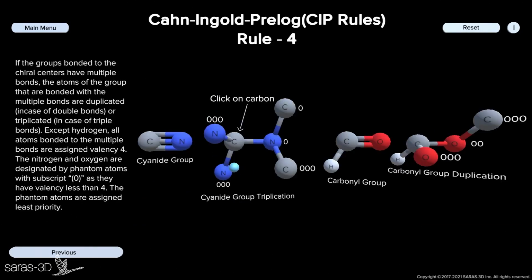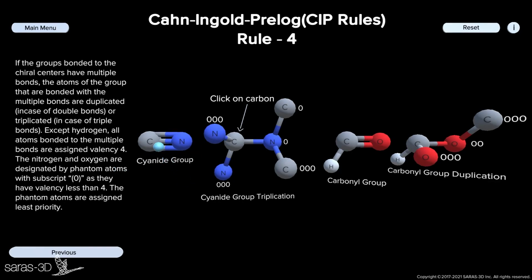Now rule 4. If the groups bonded to the chiral center have multiple bonds, that means either a double bond or a triple bond, the atoms of the group that are bonded with multiple bonds are duplicated, and if they are bonded through triple bonds they are triplicated. So except hydrogen, all the atoms bonded to the multiple bonds are assigned valence equal to 4. Now we know that nitrogen and oxygen are designated by phantom atoms with a subscript 0 as they have valency less than 4, and the phantom atoms are assigned the least priority.